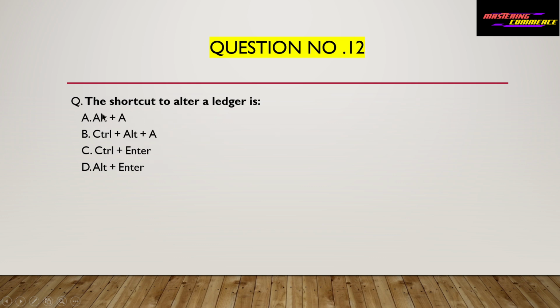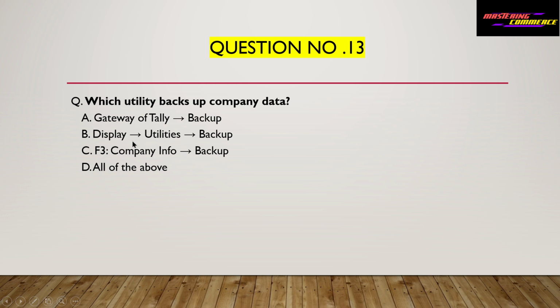Question number 12 is, the shortcut to alter a ledger is. Options are Alt plus A, Control plus Alt plus A, Control plus Enter, then Alt plus Enter. What is the shortcut to alter a ledger? Basically Control plus Enter. Next question is, which utility backs up company data?